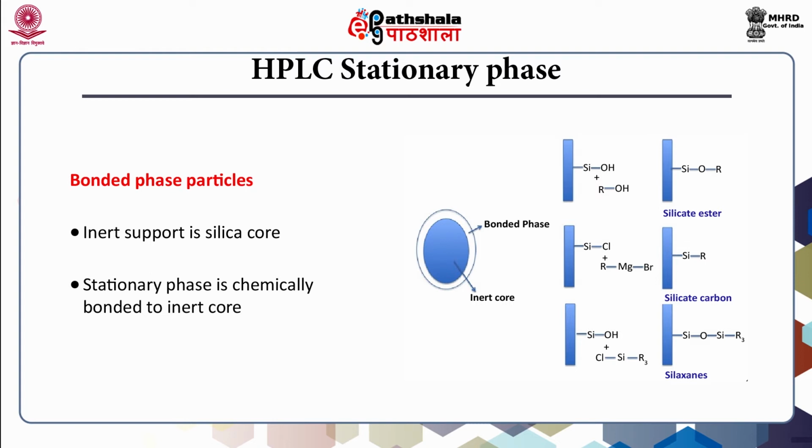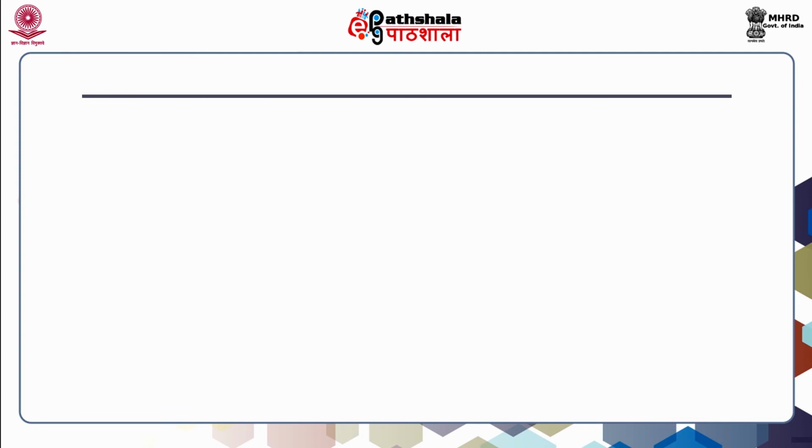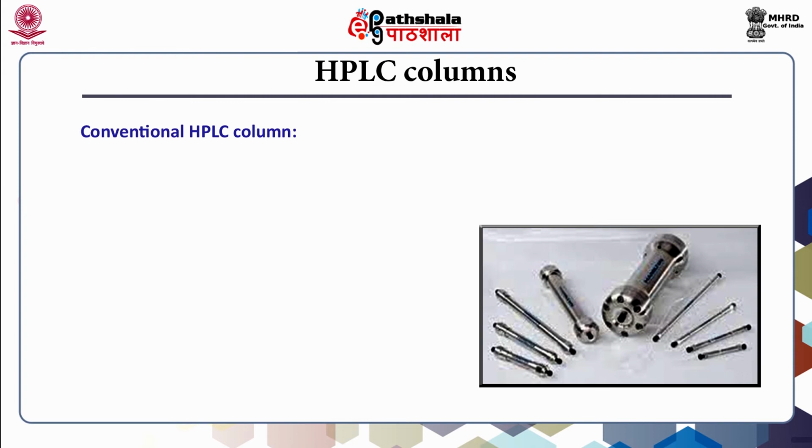So, let us see the formats of the HPLC columns in the coming slides. In the next slide, we will start with the conventional HPLC columns. Basically, HPLC columns are those structures that can hold a stationary phase. There are majorly three kinds of columns: the conventional HPLC columns, capillary columns, and nanobore columns. Let us discuss one after another. The first one is the conventional HPLC columns.